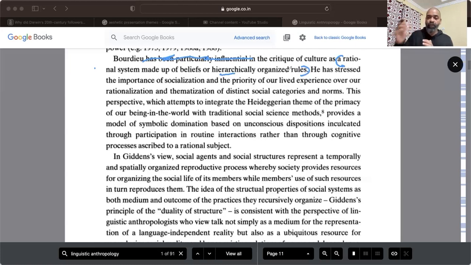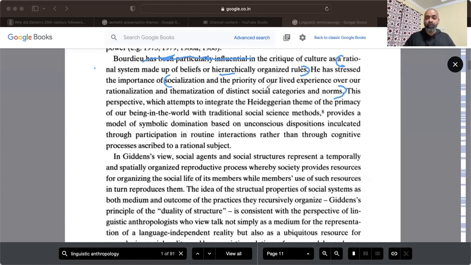Two different ideas. Okay, now he has stressed the importance of, again, the idea is further elaborated, socialization and the priority of our lived experience over our rationalization and thematization of distinct social categories and norms. So this, again, repetition, because it says he has stressed the importance, means the idea is not going to change. The idea is going to come back again. What he says is socialization is more important, priority of our lived experience.